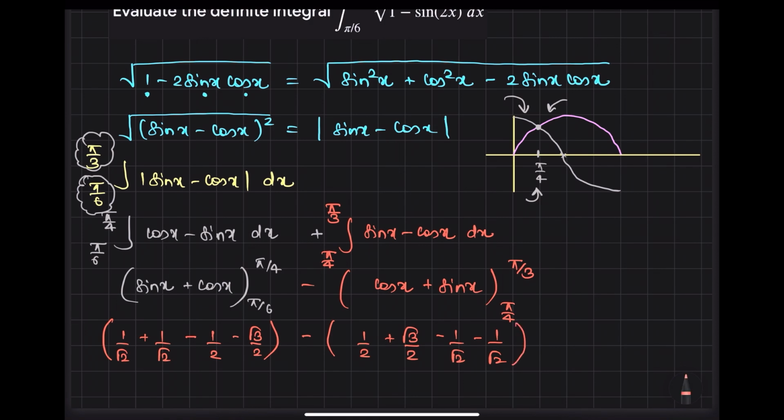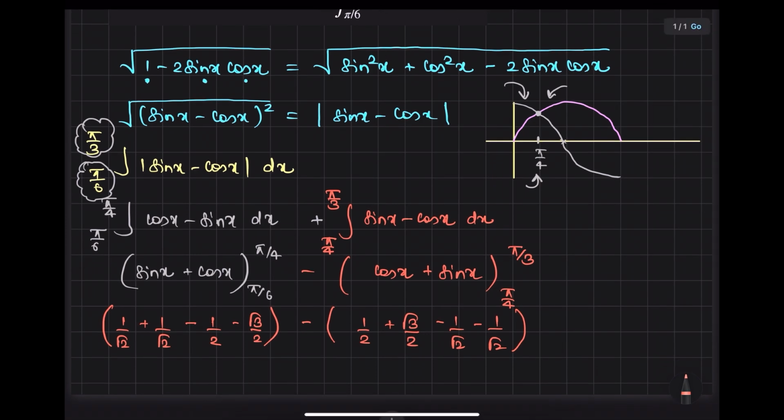Now let's open this situation to write down the final result. So it is 1 by root 2 plus 1 by root 2 minus of 1 by 2 minus of root 3 by 2 minus of 1 by 2 minus of root 3 by 2 plus of 1 by root 2 plus of 1 by root 2. Now you can play fruit ninja and you will find what?